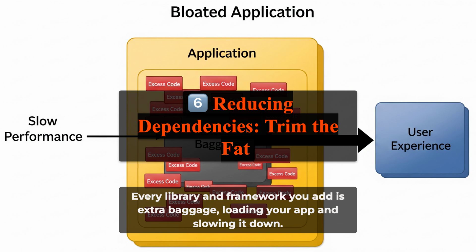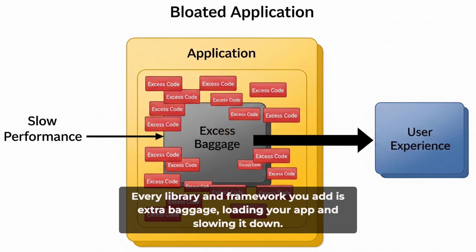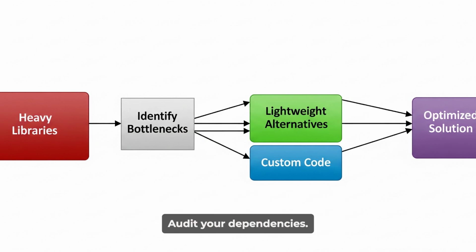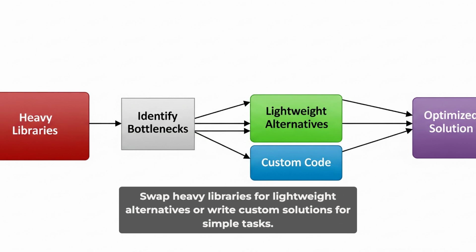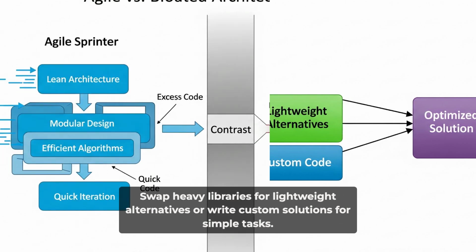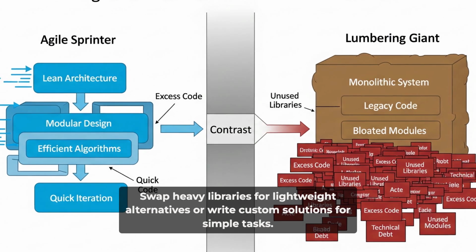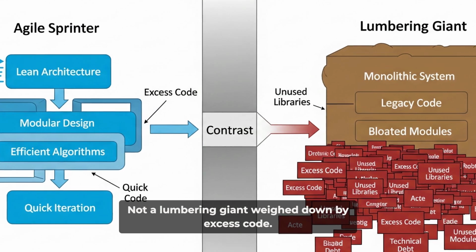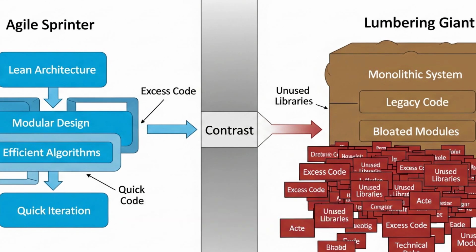Every library and framework you add is extra baggage, bloating your app and slowing it down. Audit your dependencies. Swap heavy libraries for lightweight alternatives or write custom solutions for simple tasks. Your app becomes a sleek, agile sprinter, not a lumbering giant weighed down by excess code.